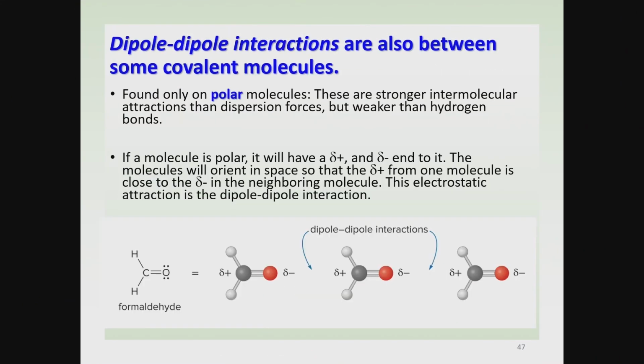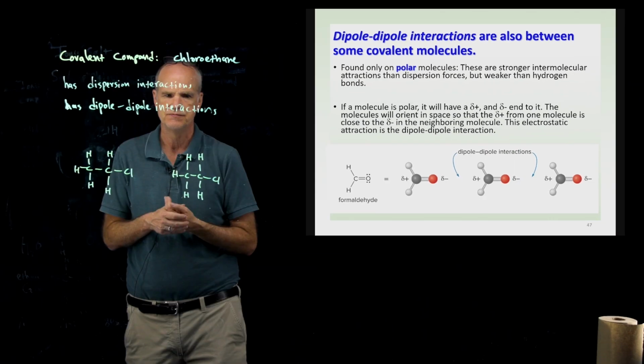Okay, so now what I'm going to do is I'm going to talk about another interaction that occurs between covalent molecules, which is called a dipole-dipole interaction. This is found only in polar molecules, and these attractions are a little bit stronger than the dispersion attractions. So if I can decrease the slide.